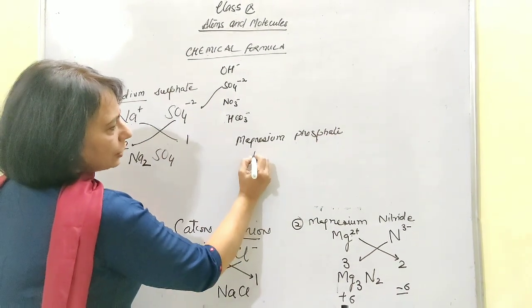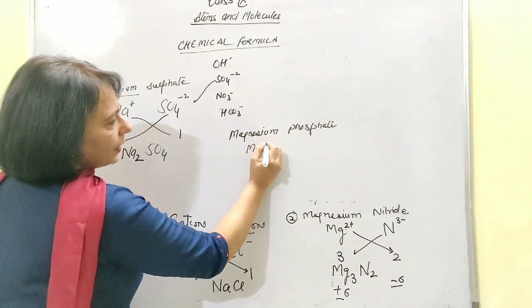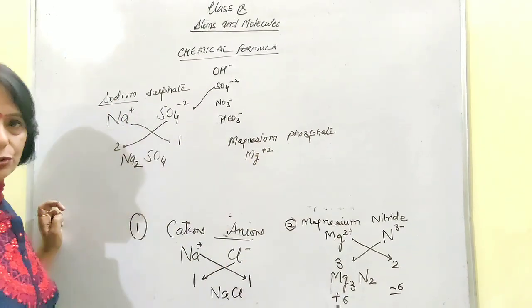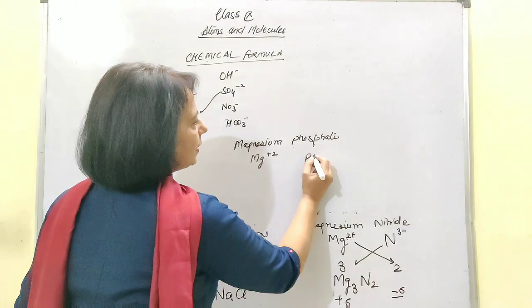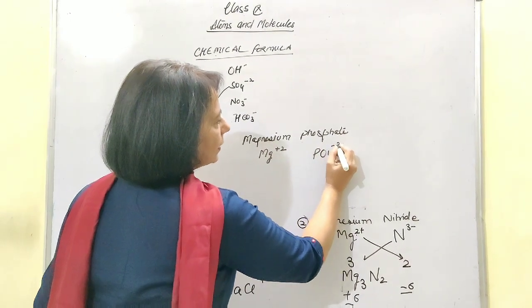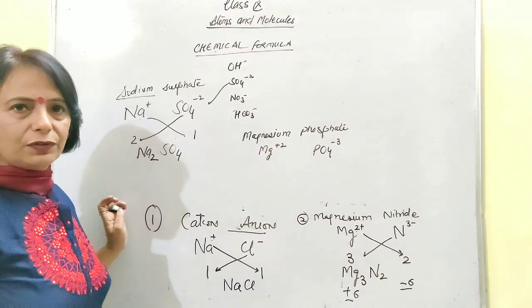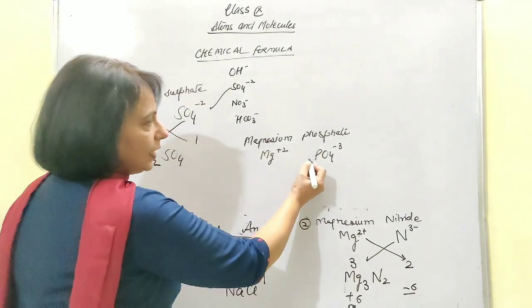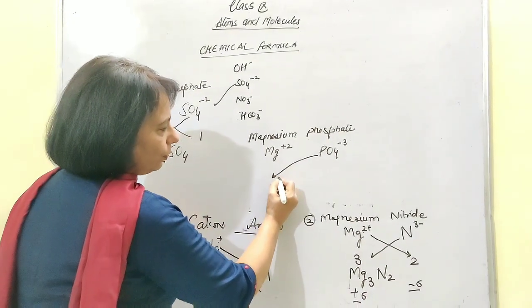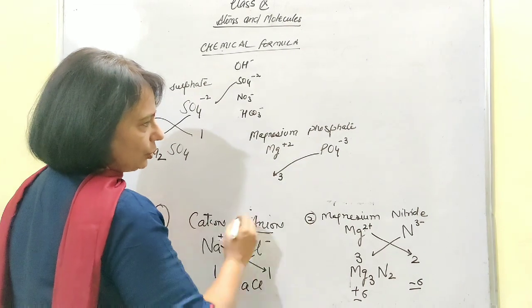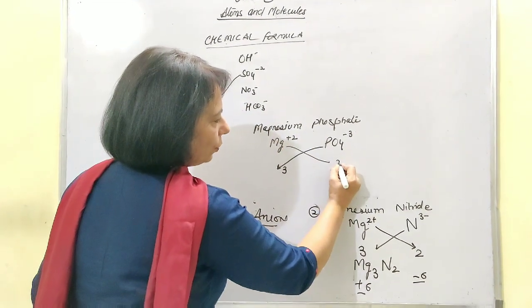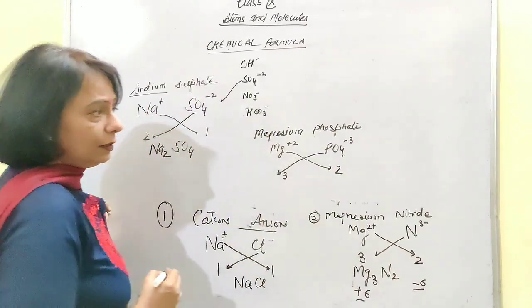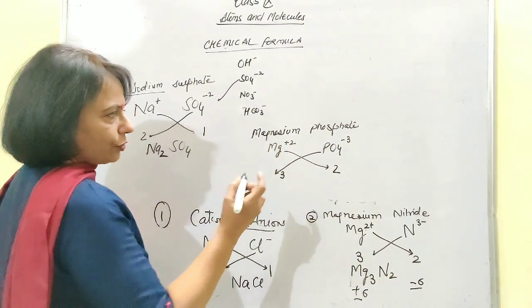Okay, so magnesium is Mg and it is carrying the charge of +2, or you can say the valency is 2. And phosphate is PO4 with -3, that means the valency of the phosphate is 3. So this 3 is going to come underneath magnesium, and magnesium's valency is going to go under phosphate after the crisscross method.